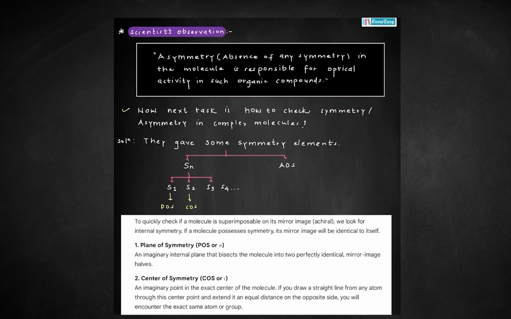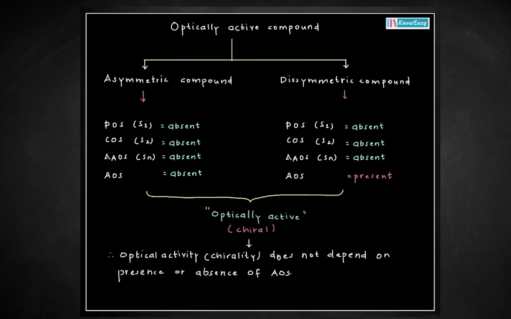Okay, so please remember it, it's very important. Now the next important part is asymmetric and dissymmetric compounds. Both asymmetric and dissymmetric compounds are optically active molecules. Then what is the difference?